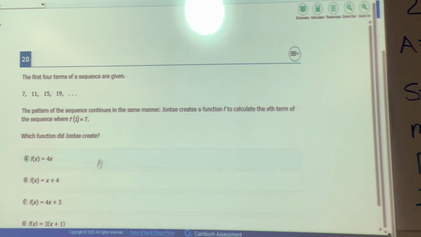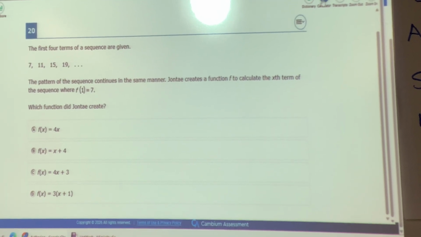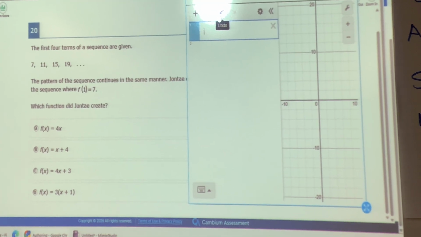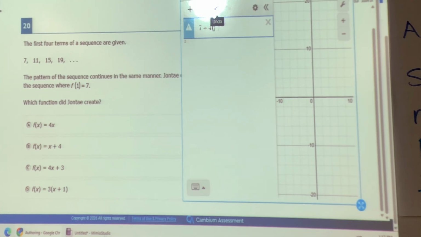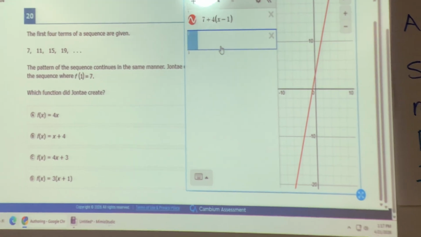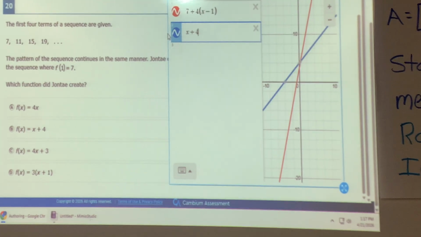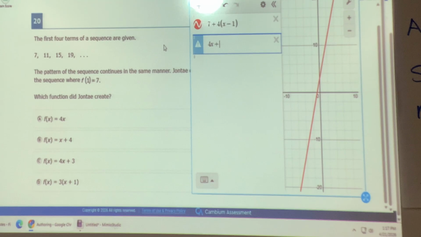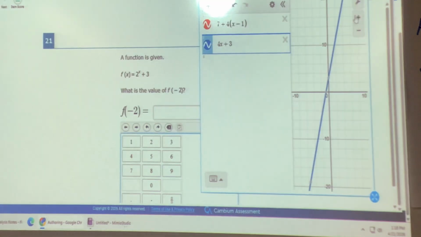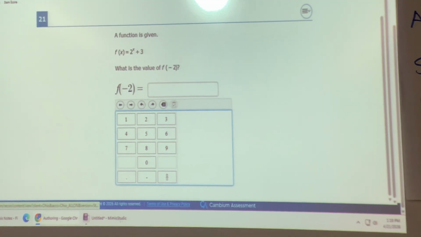Question number 20 is another sequence, but this isn't typically how we write our sequences, so we'll go to our calculator. We'll do it how we normally do it, 7 plus 4, and then parentheses x minus 1. And then down below, we're just going to try to see which ones match up. So we could plug 4x in, it doesn't match up. Then we try our x plus 4, doesn't match up. Try our 4x plus 3, perfect match, so we know that's our answer. So that's just plugging them in. Remember, if you see the word equivalent, you can typically plug them in and match up the graphs.